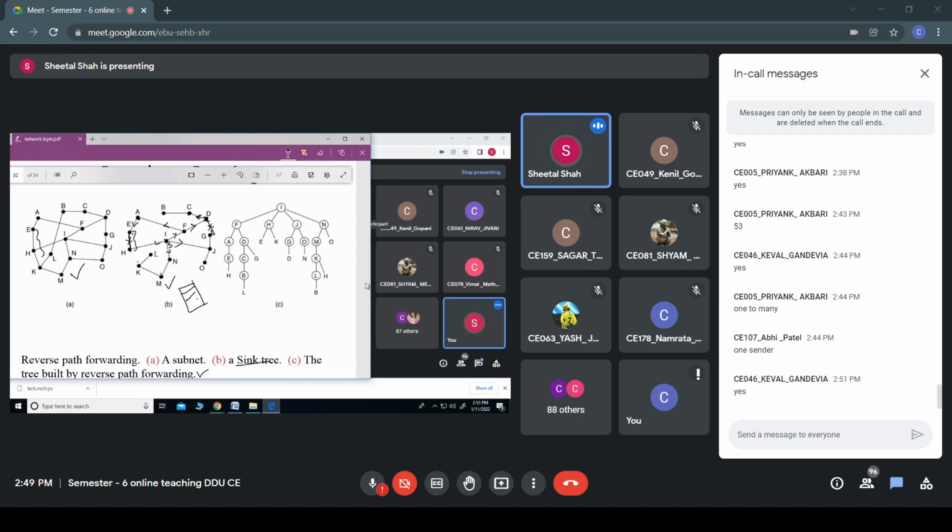In case of reverse path forwarding, whenever a packet reaches the neighbors of this I, that is F, J, N as well as H, these are its neighbors, what they'll do when the packet is received by these nodes is check in its table, if any packet is received by this node and the destination is I, whether it uses the same path to send that particular packet. If it is yes, it means that it has already followed the shortest path. Are you getting me?